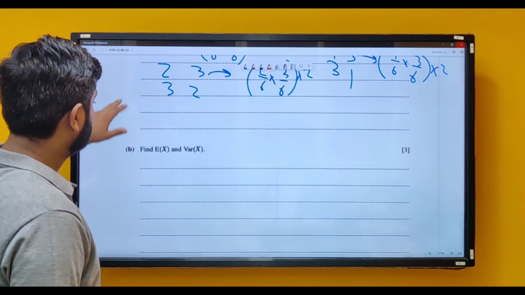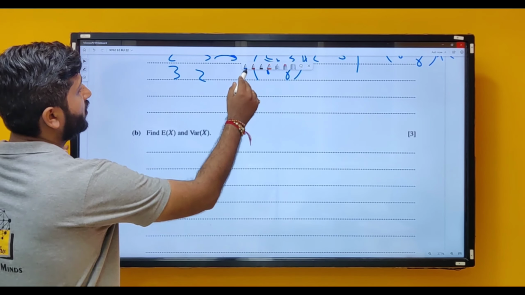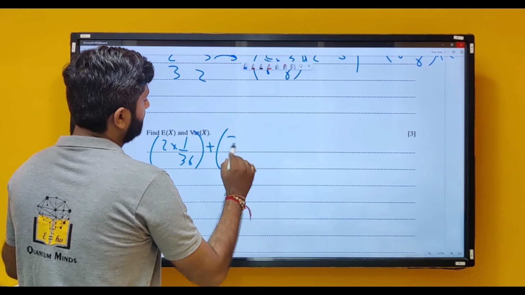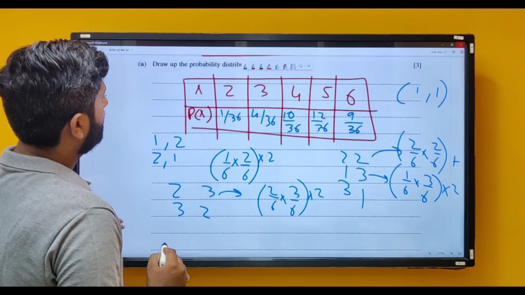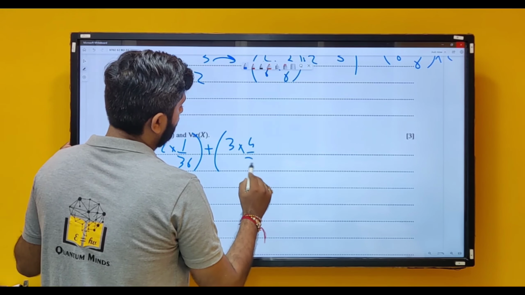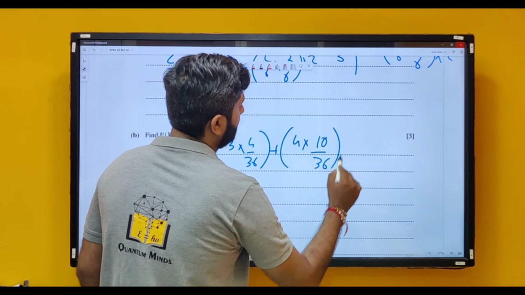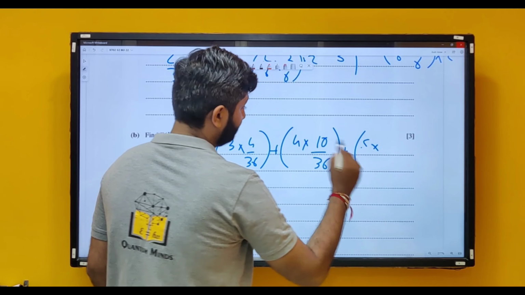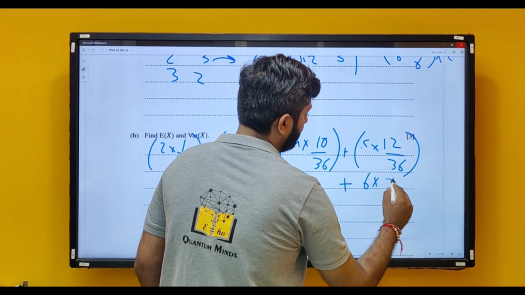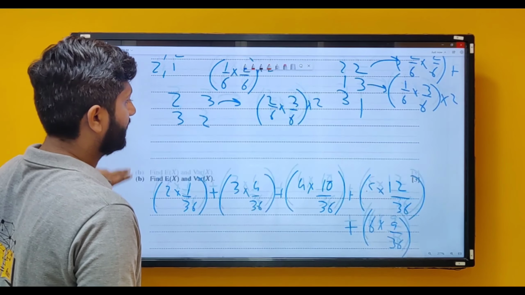Find E of x and variance of x. So first we'll have to find E of x. E of x will be 2 into 1 by 36 plus 3 into 4 by 36 plus 4 into 10 by 36 plus 5 into 12 by 36 and plus 6 into 9 by 36. Let me just make sure if I have taken the correct values or not.